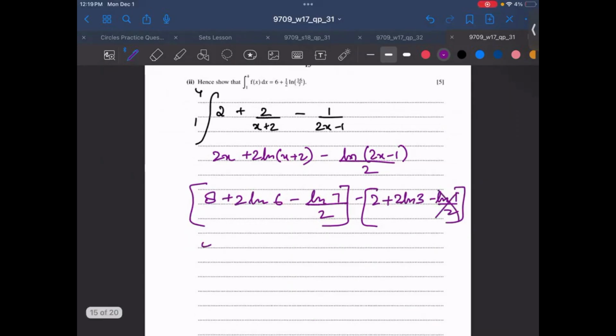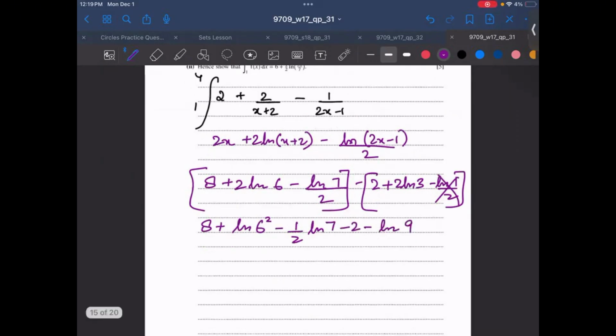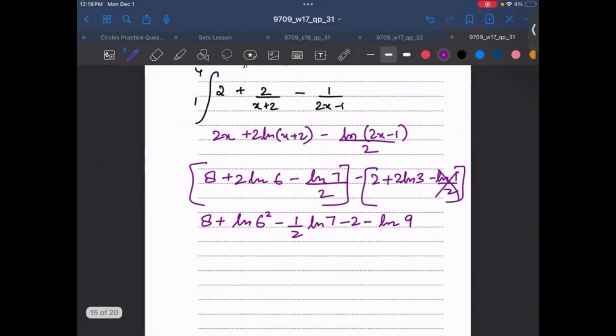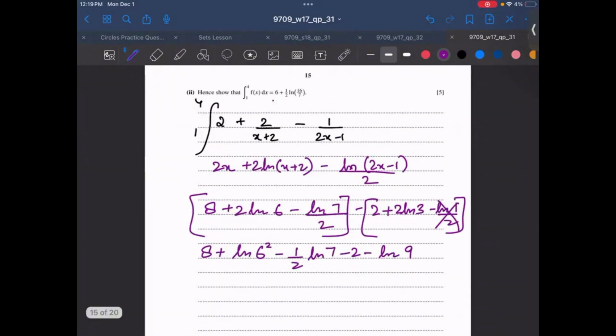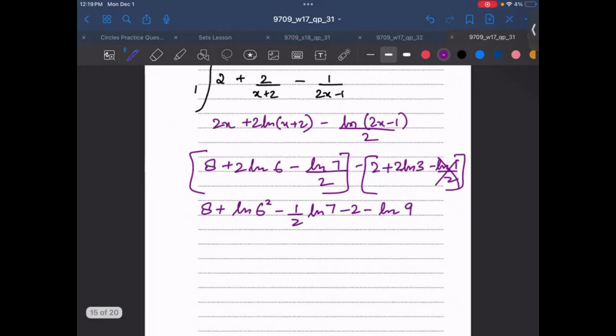We will get 8 plus, and we can write this as ln of 6 power 2 minus half ln of 7, minus 2 minus ln of 3 squared, which is 9. Now 8 minus 2, that becomes a 6. So we have the first term, which is 6. And this will become ln of 36 minus ln of, we can write it as 7 to the power of 1 upon 2, or square root of 7, minus ln of 9.